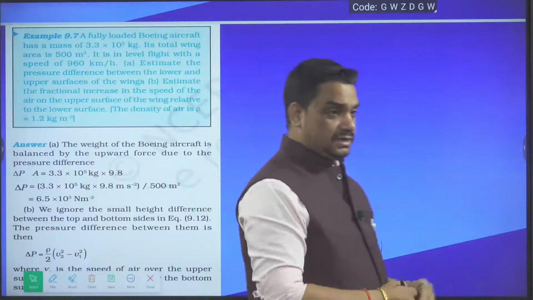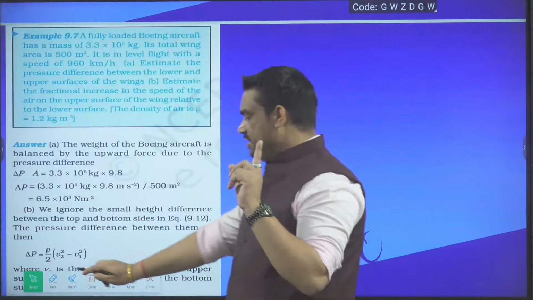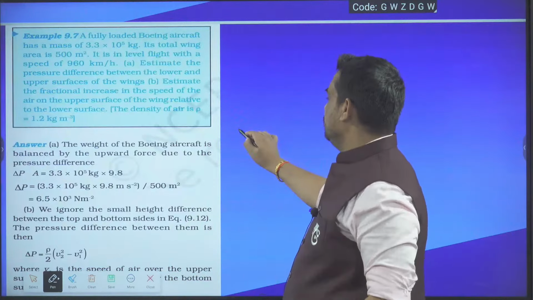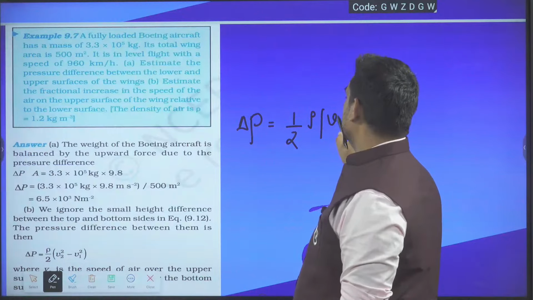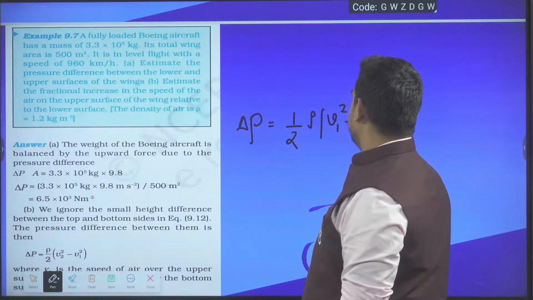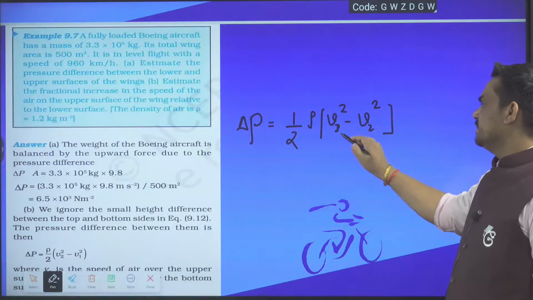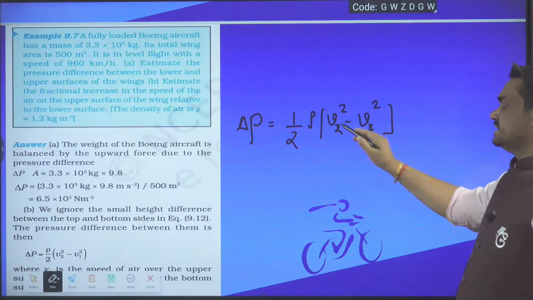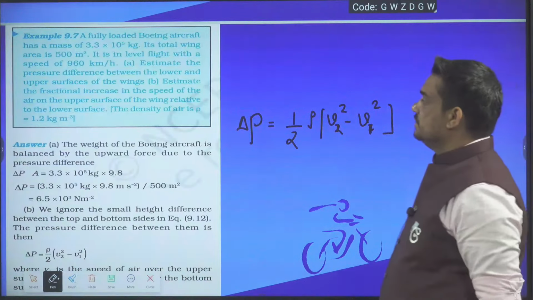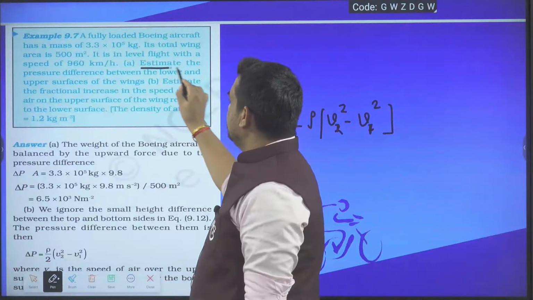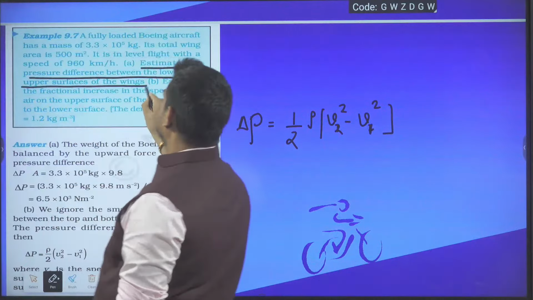This is the one already asked to you. I think you have already done this one. We know whenever Bernoulli questions are coming, aeroplane questions are coming, always you have to use this: delta P equal to half rho, V1 square minus V2 square. This is the formula you have to remember, or we can say V2 square minus V1 square. Whichever is more, more minus less you have to write. So they are asking what is the delta P: estimate the pressure difference between the lower and upper surface of the wing.